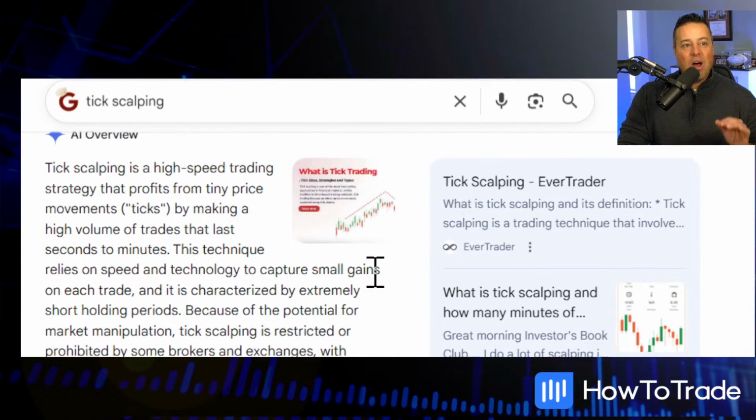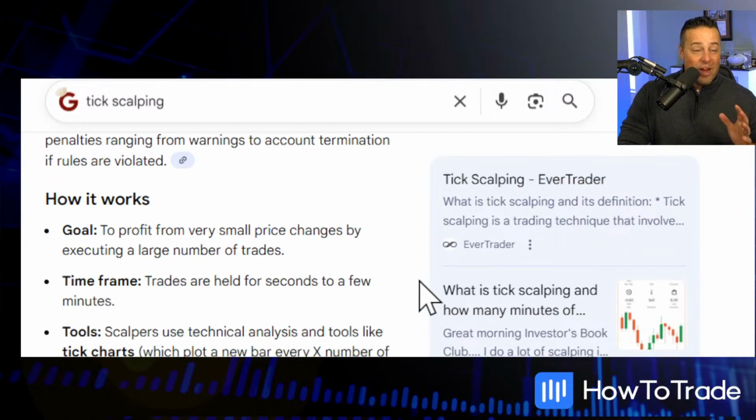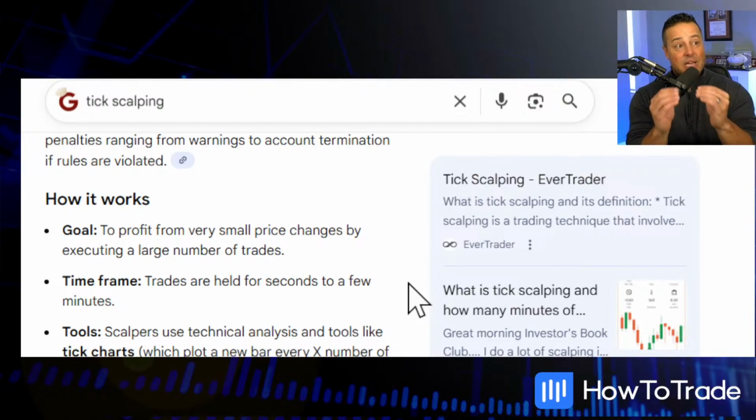You're taking small profits repeatedly. Well, the way that I like to do it is I like to set a goal or an objective, and then I work towards that objective by taking a lot of trades and taking small ticks on each trade. That's the idea. Now, the other idea is this, that you have to understand if you're going to tick scalp.